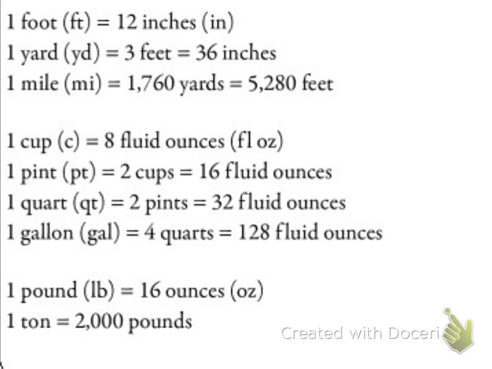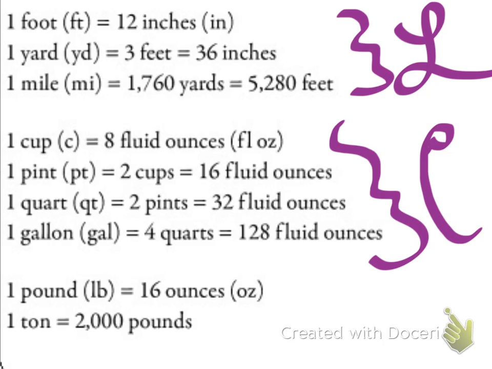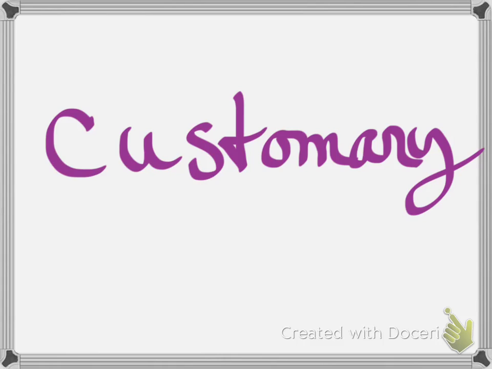Today we are going to be talking about converting customary measures. This is a graphic organizer of the basic customary conversions. Up here you have length. In the middle you have capacity. And down here at the bottom you have weight. Refer back to this whenever you need to throughout the tutorial.